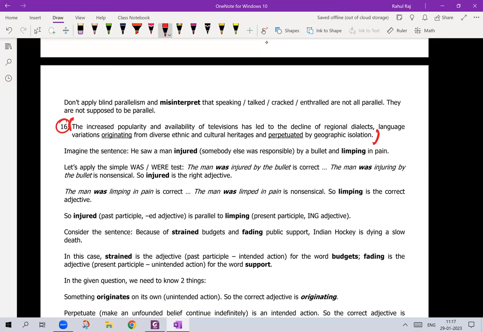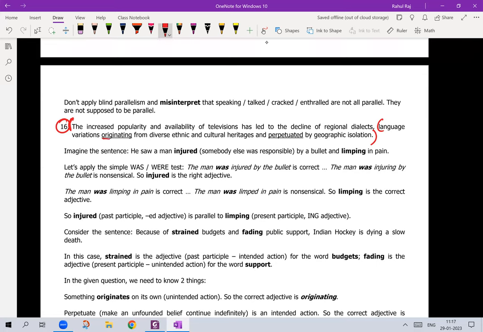So when I read this sentence, the increased popularity and availability of television has led to the decline of regional dialect, it makes absolutely perfect sense, 100%. After the comma, it says language variations originating from diverse ethnic and cultural heritages and perpetuated by geographic location. Do you think there is any verb in the second part of the sentence? If anyone has any confusion that there is a verb, be very sure, ing forms alone are not a verb. If you say these things are a verb, you deserve a slap for sure. Is there any verb? No.